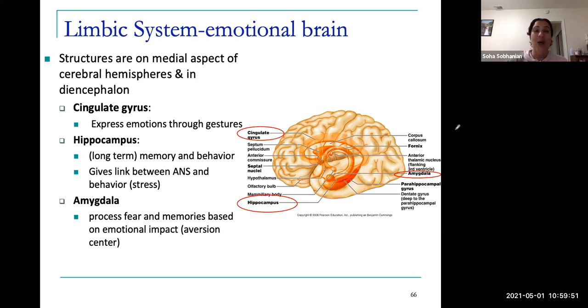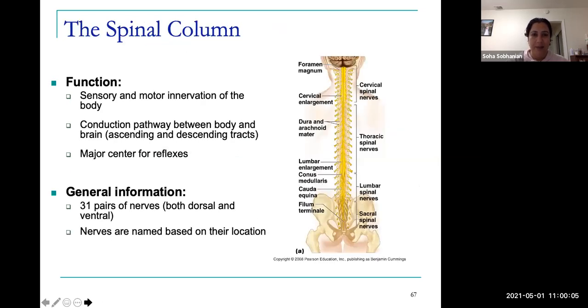But anyway, so for the limbic system, know these three main parts. There's a lot more parts to this limbic system. It's a really complex system, but these are the most important ones that you need to know. All right, we're almost there, so bear with me for a couple more slides.